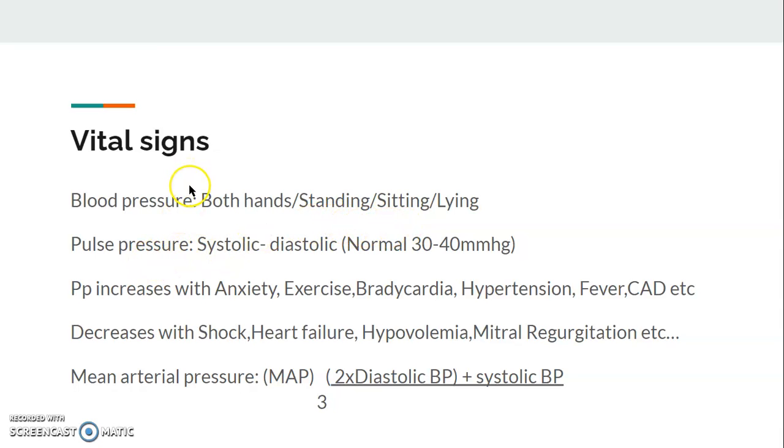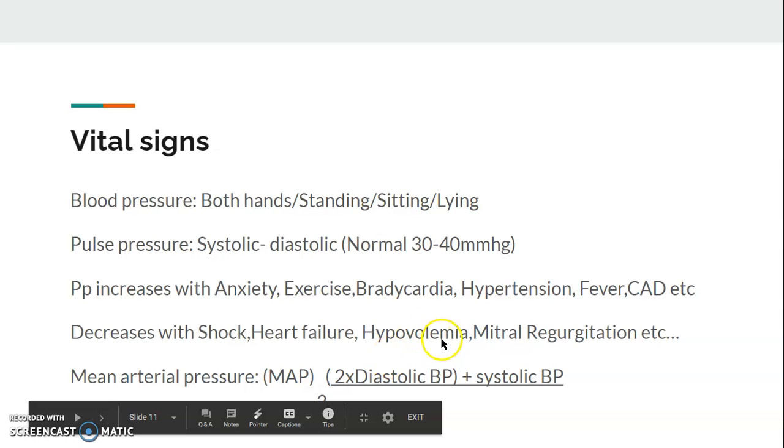Pulse pressure, when you check blood pressure, you have to calculate pulse pressure, that is systolic minus diastolic blood pressure, which is normally 30 to 40 mmHg. Pulse pressure increases with anxiety, exercise, bradycardia, hypertension, fever, etc., and decreases with shock, heart failure, hypovolemia, mitral regurgitation. So when the pulse pressure narrows, it indicates shock, heart failure, hypovolemia and mitral regurgitation.